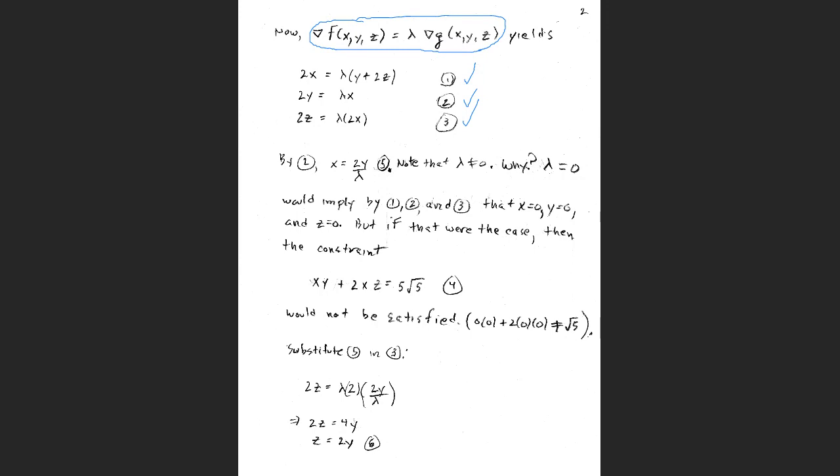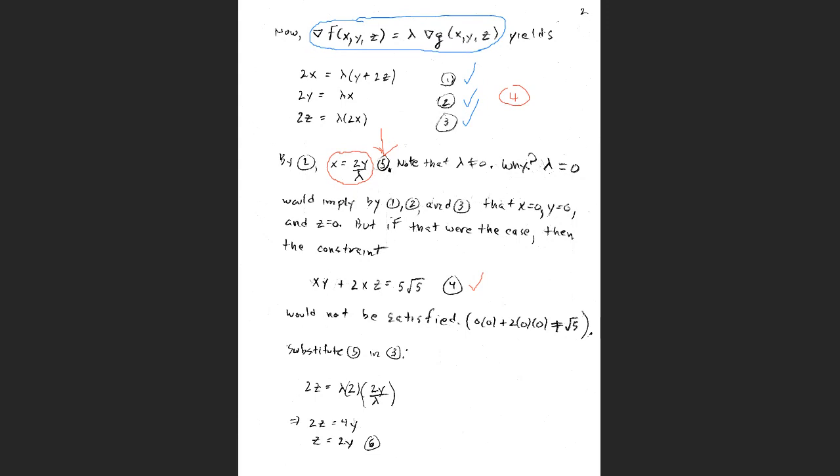So by equation 2, x is going to equal 2y over lambda. Now, by the way, equation 4 is going to be my constraint equation. I call that my constraint equation, equation 4. So x equals 2y over lambda, I'm calling that my equation 5. Again, I like to number the equations so I don't get lost. But look what I did here. I divided by lambda.